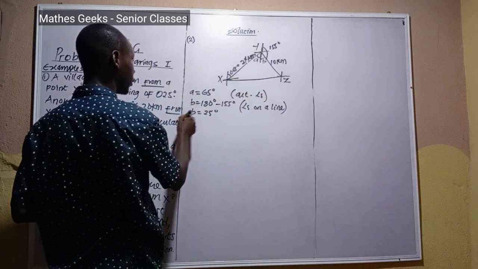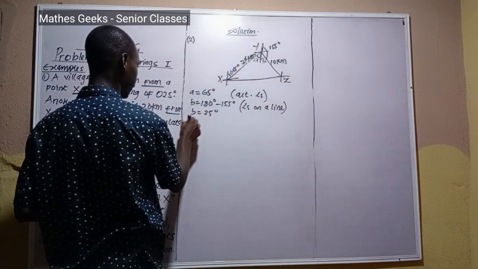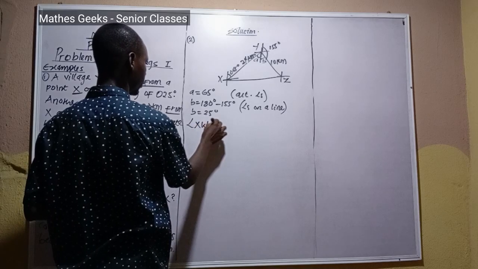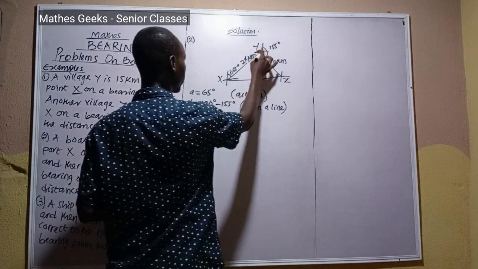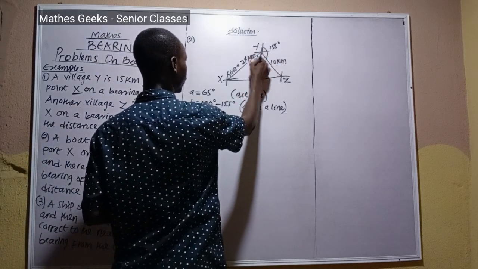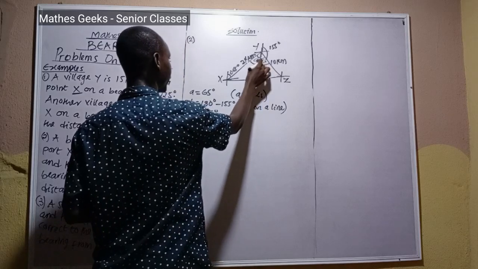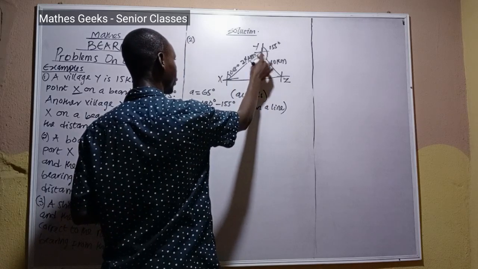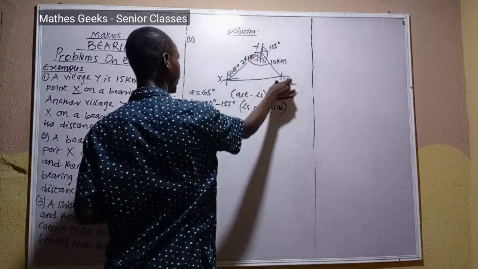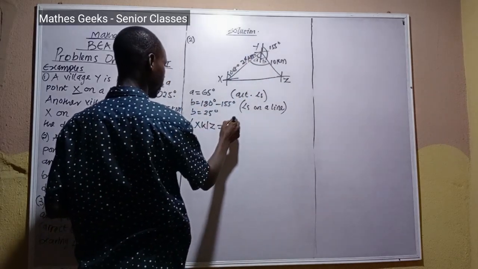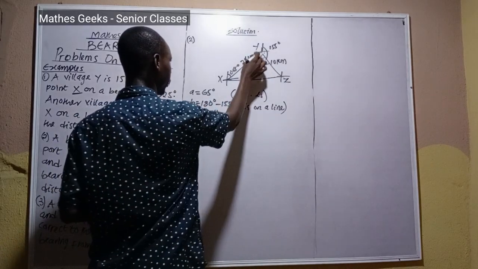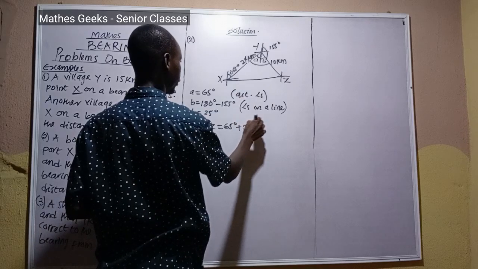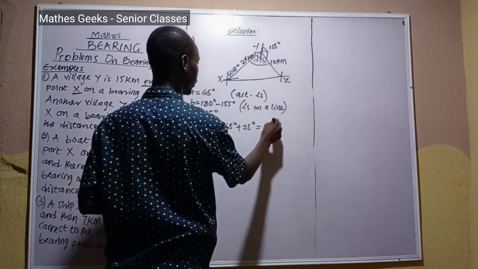So A plus B will give us angle XWZ in triangle XWZ. The sum of angles here, the total angle on triangle XWZ, will give us 65 degrees for A plus 25 degrees for B, which is equal to 90 degrees.